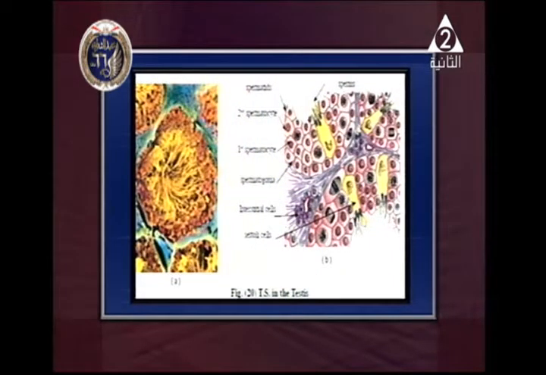And we have here a TS of the testis that shows us the spermatids and the spermatocytes, and after that the first spermatocyte and the spermatogonia, and the interstitial cells in between those cells, and we also have Sertoli cells. The left side picture is under the microscope, while the right side is just diagrammatic to help understanding.